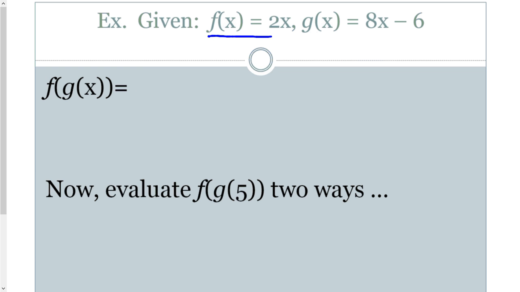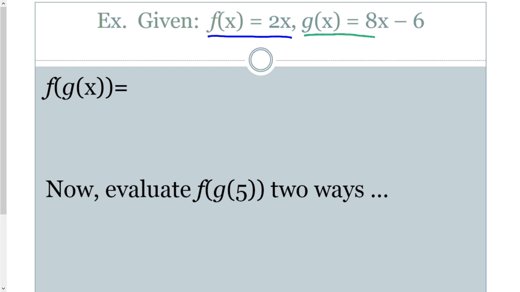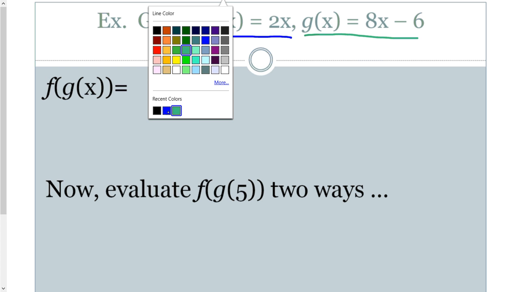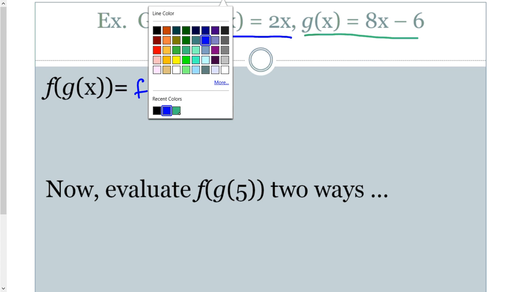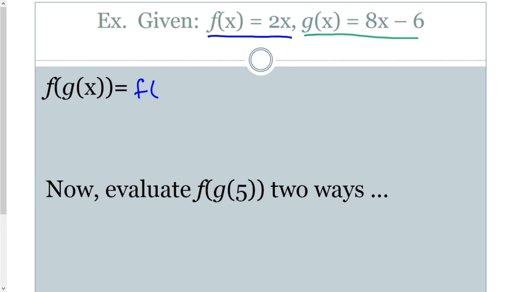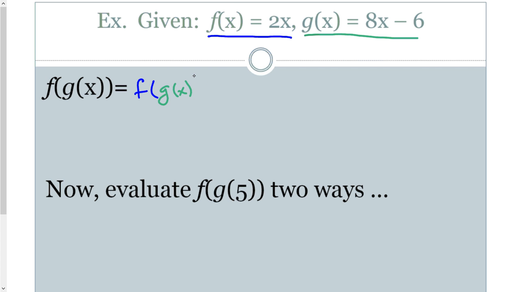I'm going to try and color code it for you. Everything involving f of x, I'll do in blue, and everything involving g of x, I'll do in green. So if I write f of g of x this way, what this means is that f is my big fish and g is my little fish. And f is going to go and eat function g.